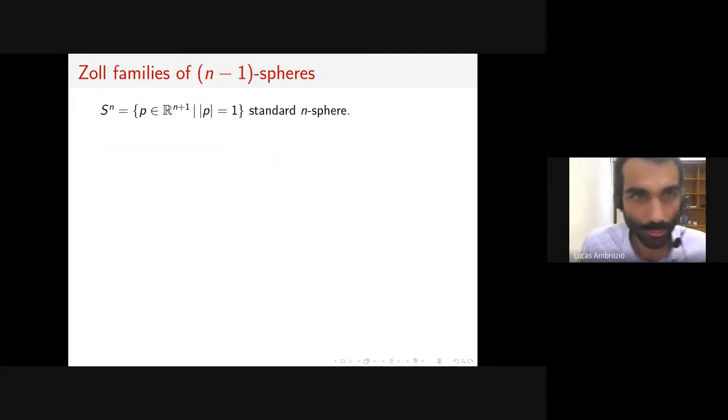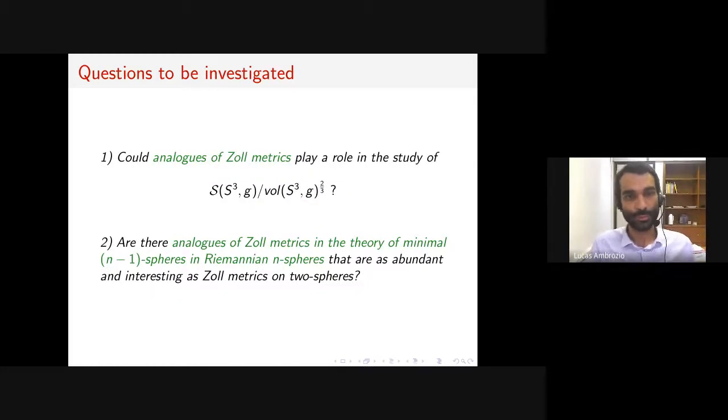Okay, so let's now move on to a proposal of what could be this generalization of the notion of Zoll metrics in the theory of minimal surfaces. Since we lose the dynamical systems perspective, I think it's worth separating the two: think about the topology and then think about the geometry. So let me talk first about the topology.